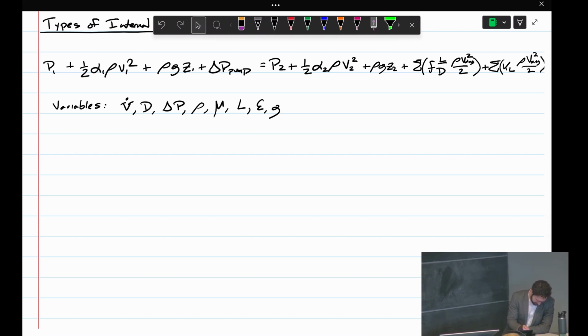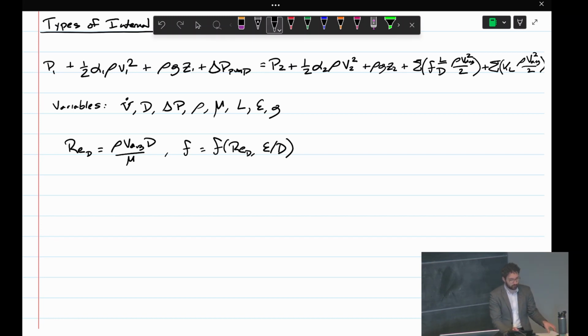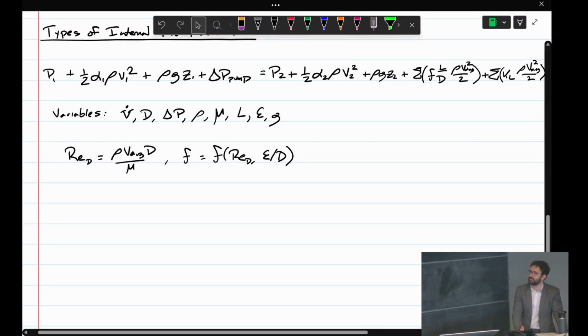Okay, so a reminder, the Reynolds number is rho V average D over mu. Friction factor for most cases is a function of Reynolds number and surface roughness. So that's for a turbulent case. Sorry, are there any questions about the equation? I apologize for the messiness.